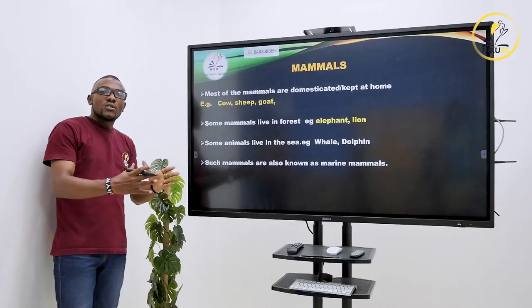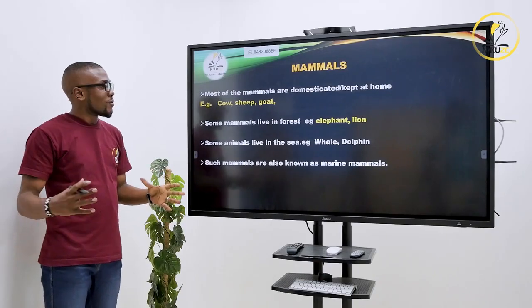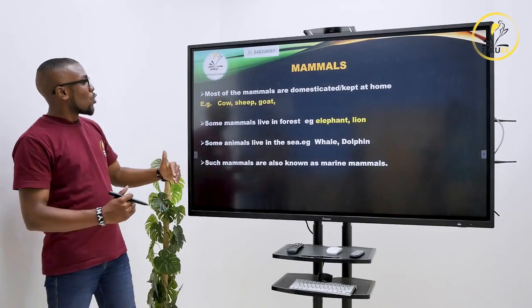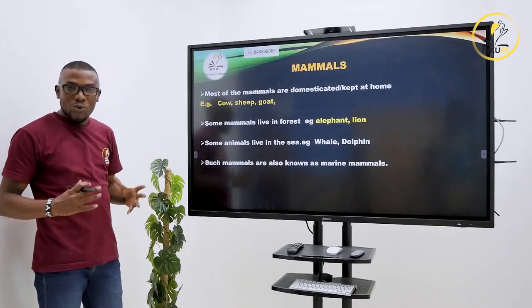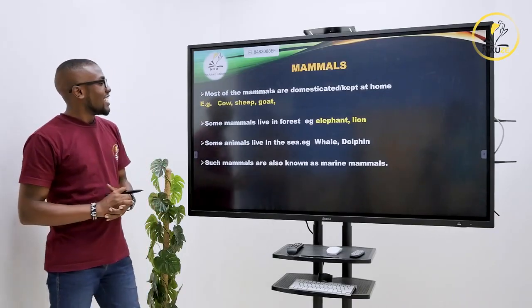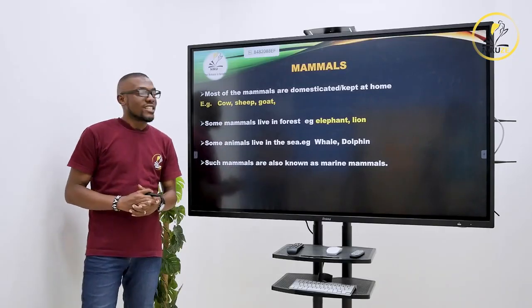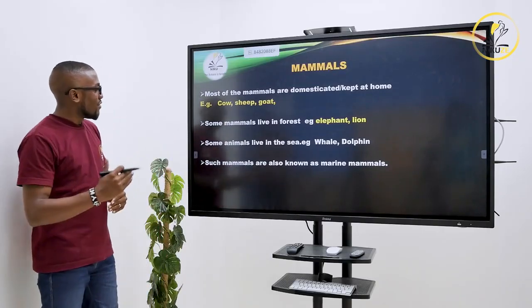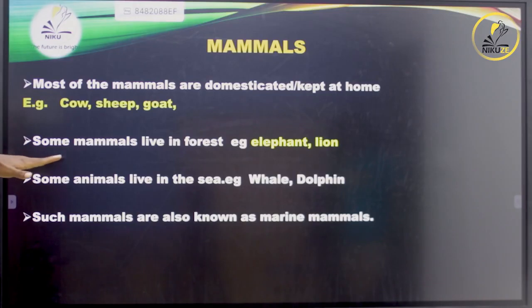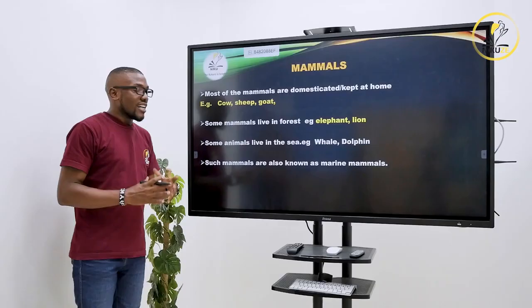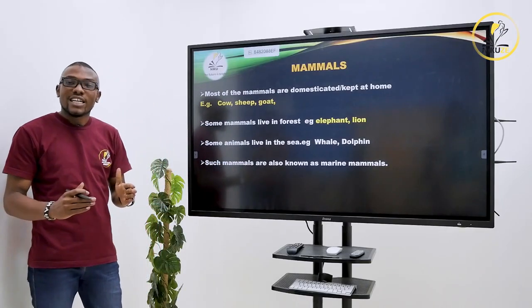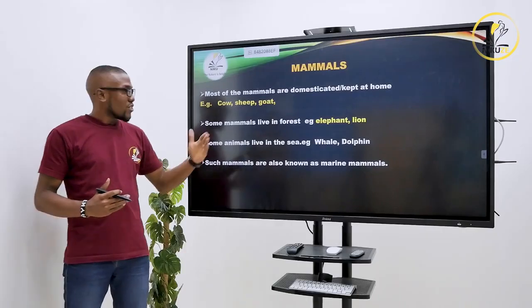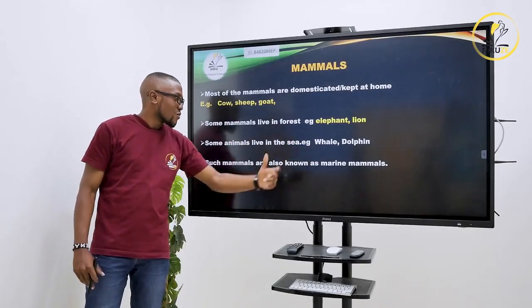Of course, there are quite a number, but these are the ones that we have. We are going to see some of them in a video and how they look like. I know some of us maybe have not seen them, but as we proceed, you're going to see them in a video. We also have another category of mammals that live in the forest, okay? There are some that are kept at home, and some are in the forest. That is with the likes of the elephant and lion.